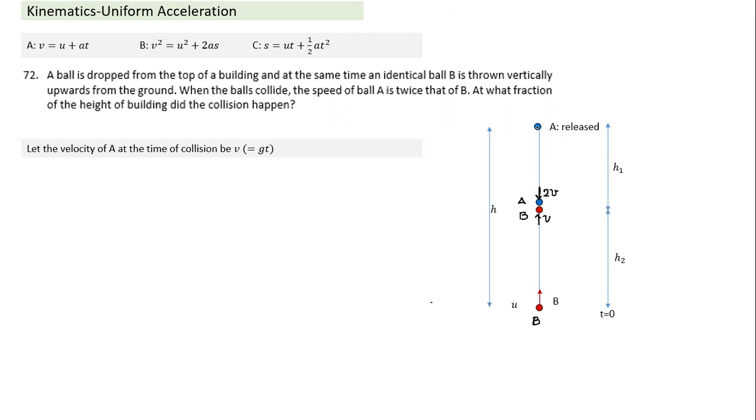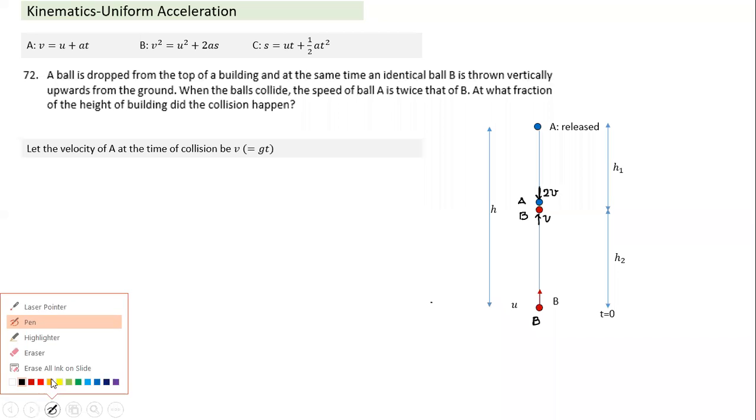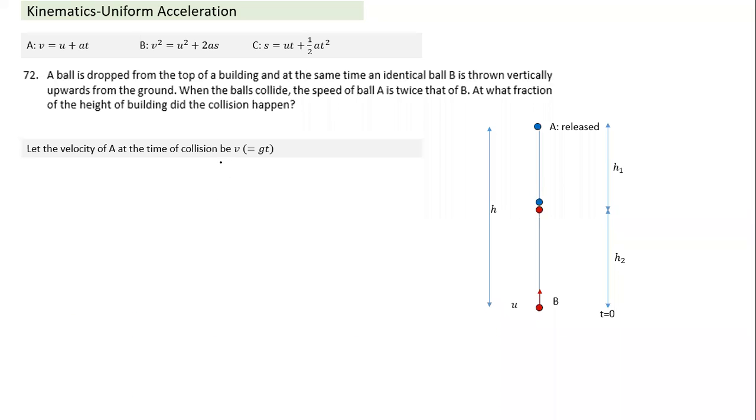So at t seconds, this ball has fallen for t seconds, and from here it has risen for t seconds. So at the time of collision, velocity of A, sorry, I think I'll just clear it off and then I'll start writing from here. So let the collision take place after time t. Since it is starting from rest, this ball A will have a velocity equal to gt.